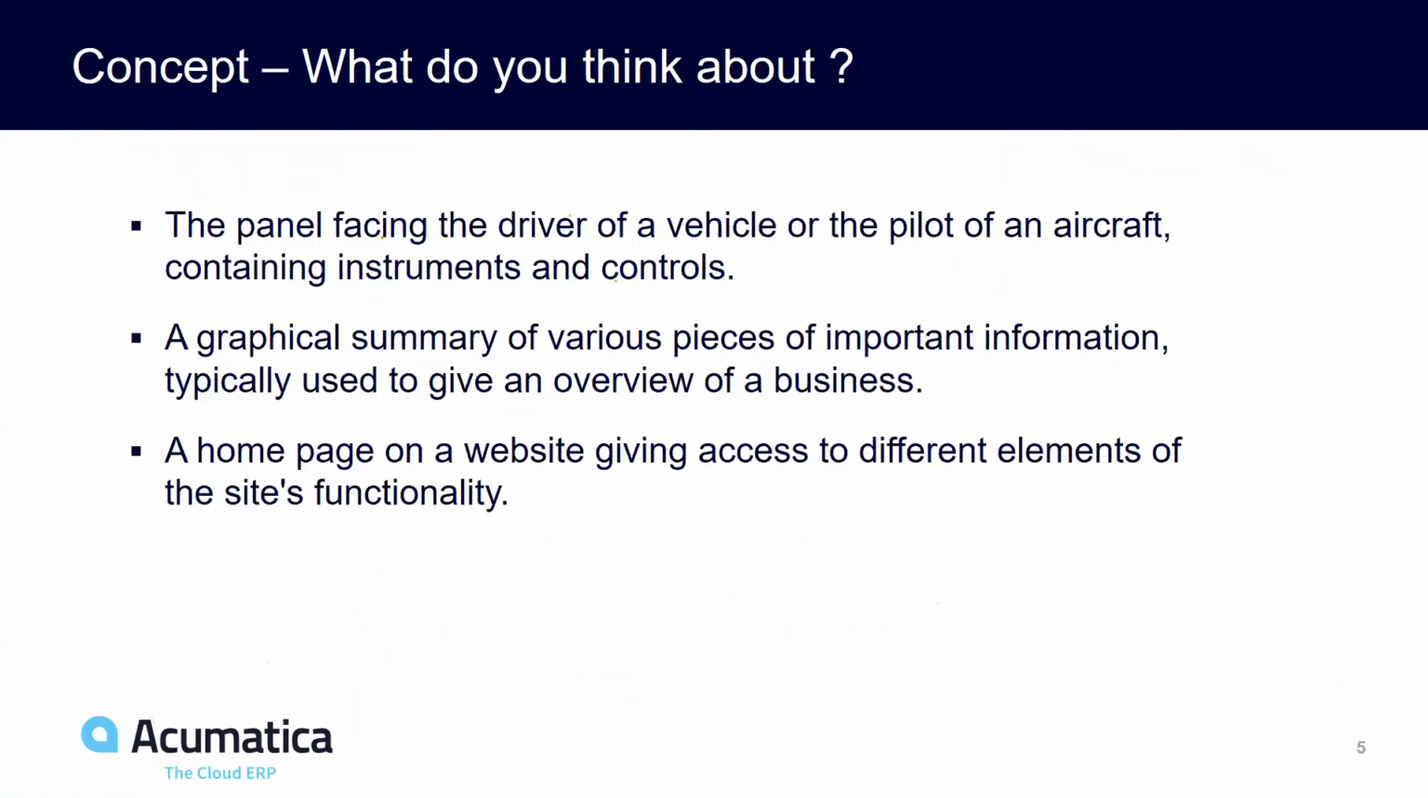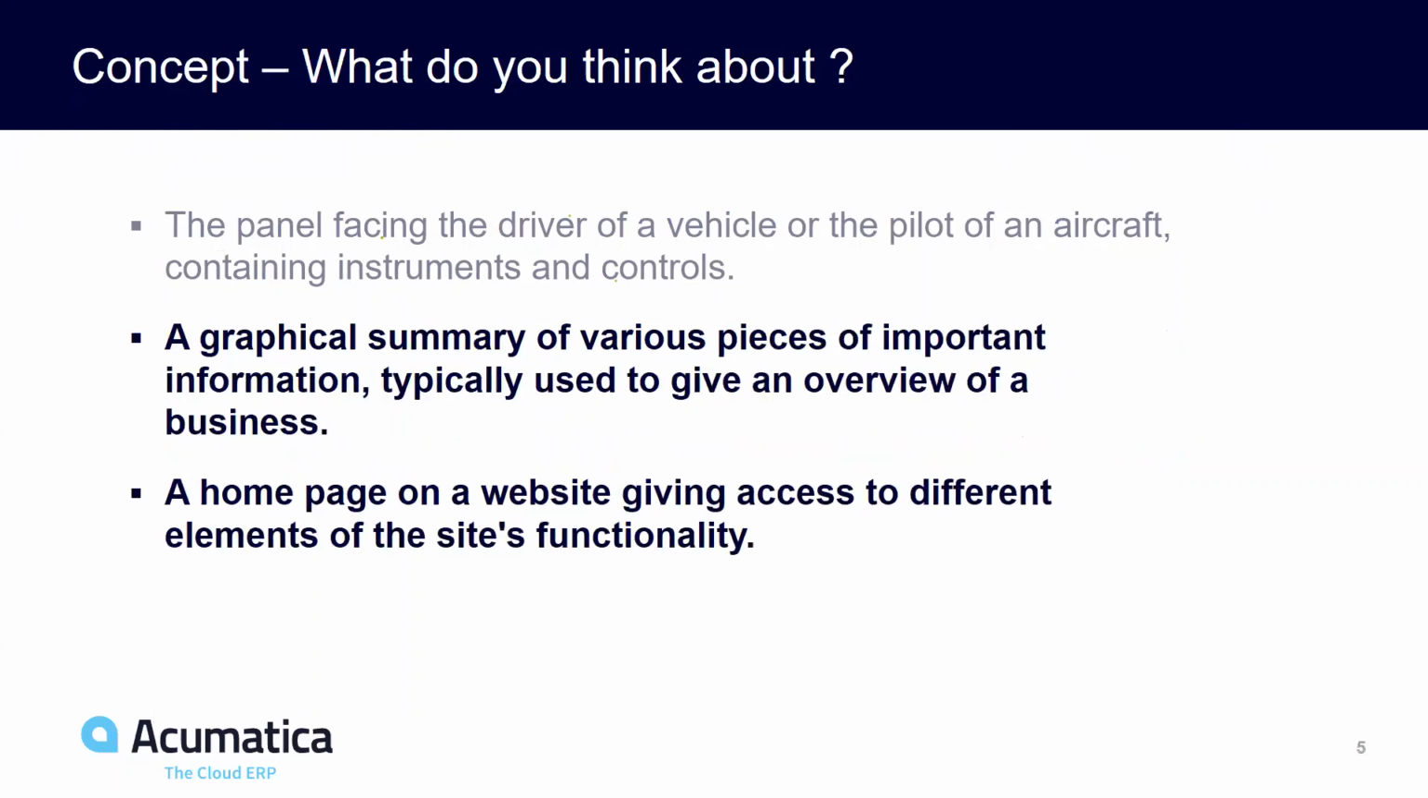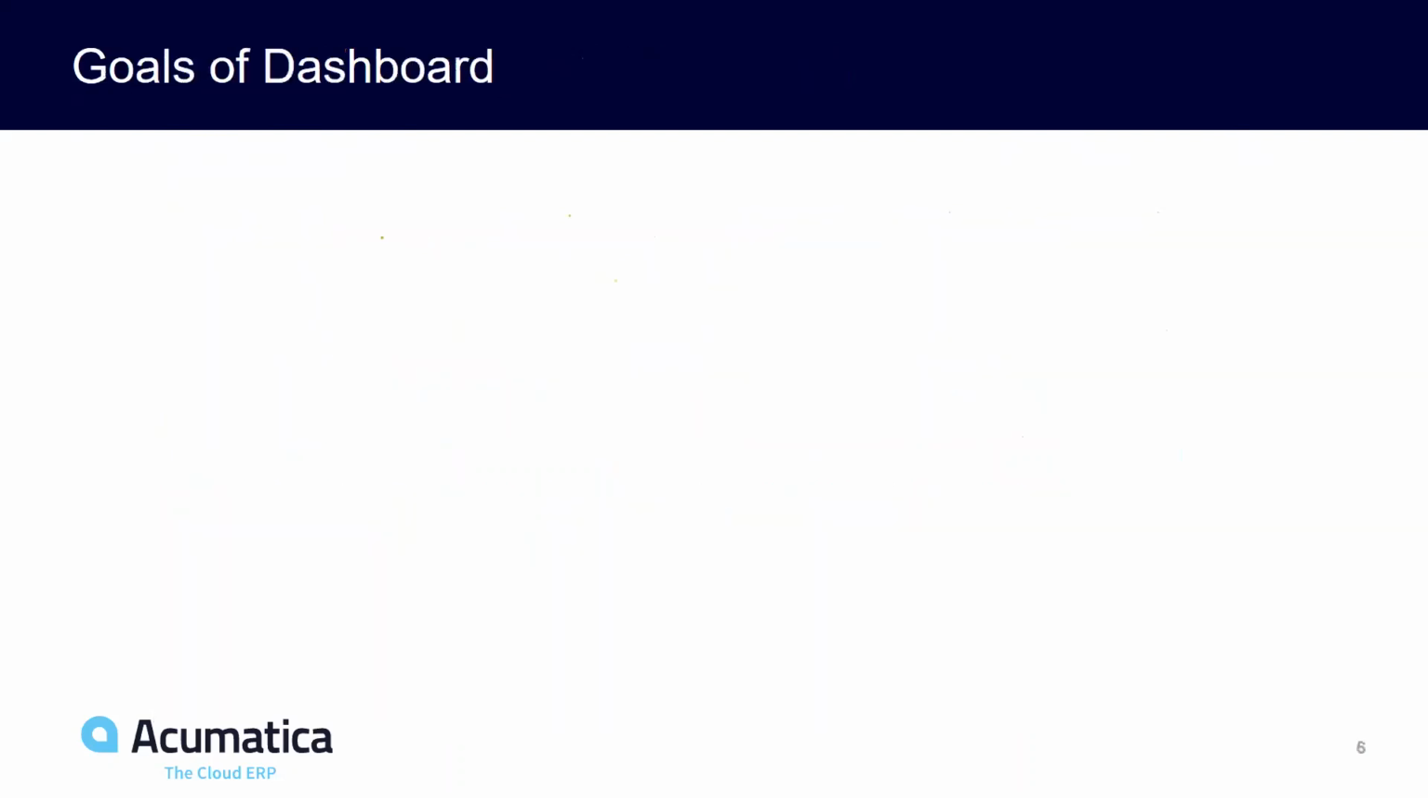So based on the pictures, we can go through some concepts about the dashboard. As I mentioned, this is the facing panel of the driver of the vehicle or the pilot of the aircraft, where you can see the instruments and control the vehicle or the aircraft. But in the other concept, the dashboard is the graphical summary of various pieces of common important information, and it's also the home page that gives you access to the different elements of the site functionality. So today we will focus on the last two concepts related to the dashboard. Okay, this is the concept. The next thing, we will go to the goals of the dashboard.